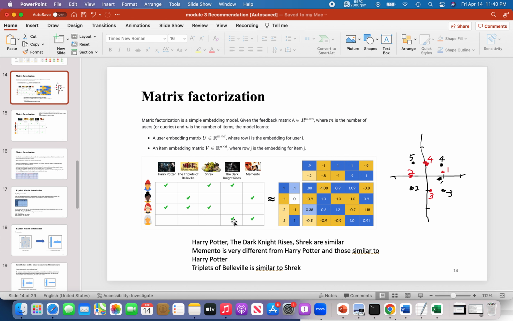User number 4 has watched The Dark Knight Rises and Memento. So user number 4 should be quite close to movie number 4 and movie number 5. It looks like user number 4 is right here. So this explains these codings, why these values. You don't have to use precisely this coding, but the idea is that the user who watched the movie should be close to where the movie is located in the 2D space.